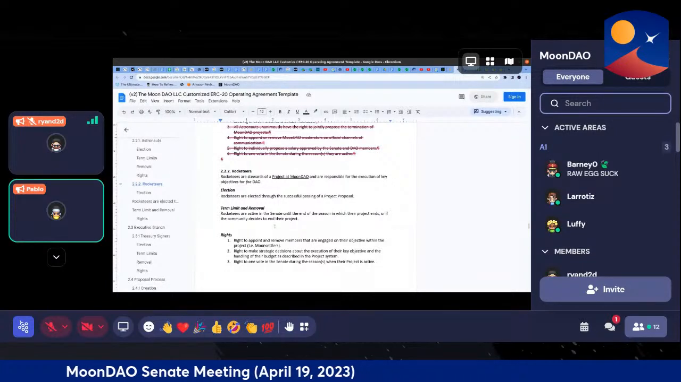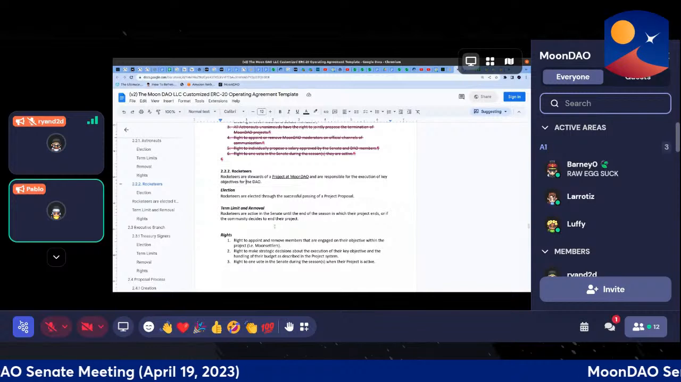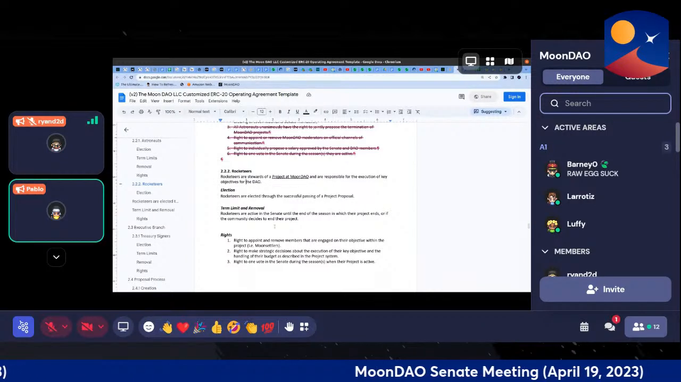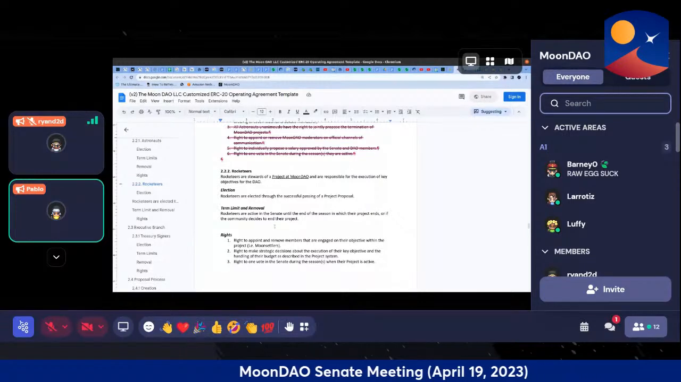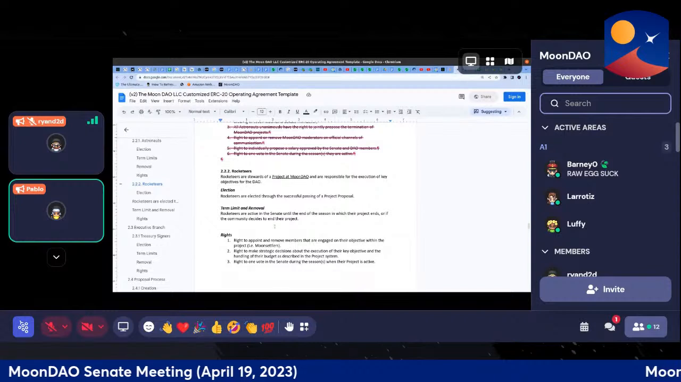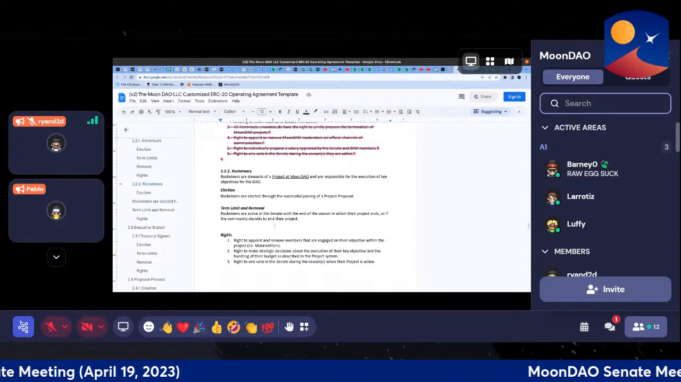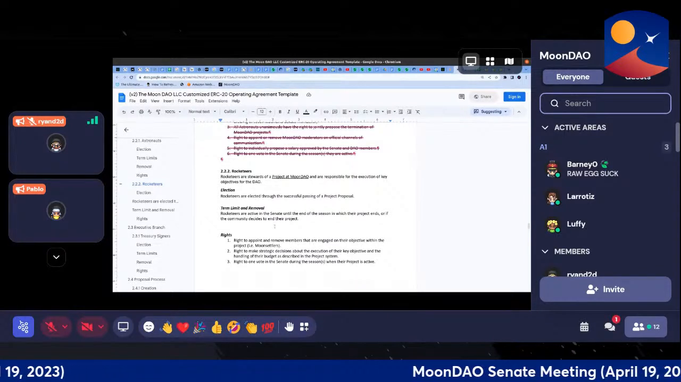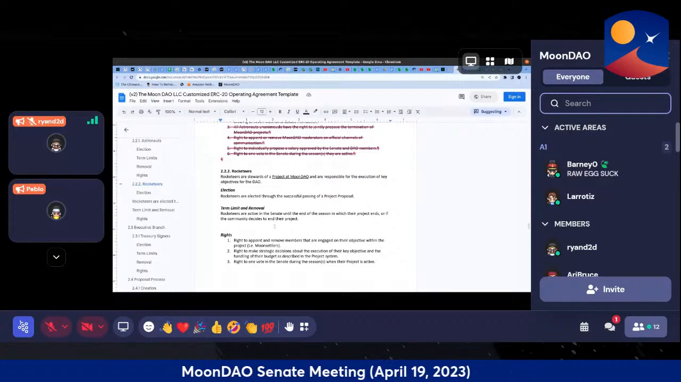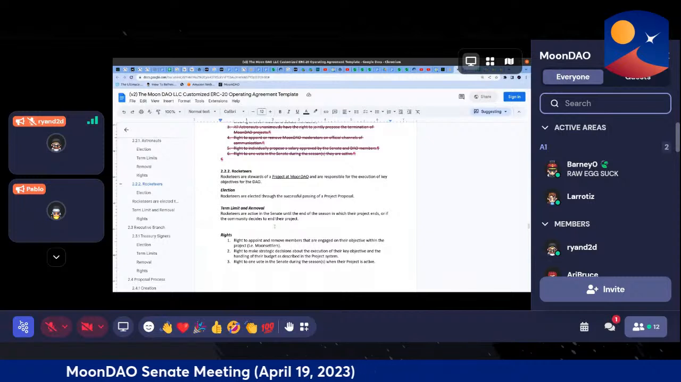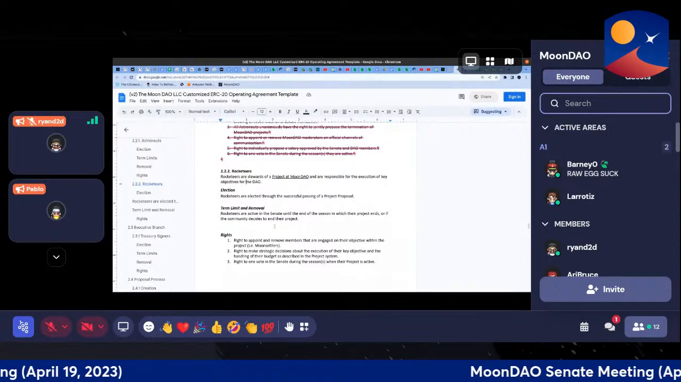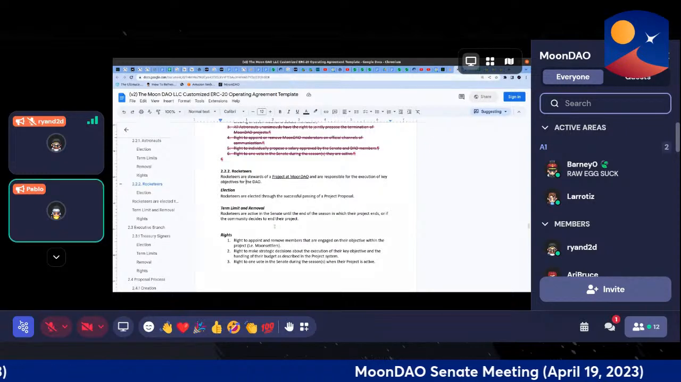Yeah, I think at the very least, being barred from voting on proposals that affect you seems like, for the sake of integrity, makes sense. Yeah, but I would still be in favor of allowing other Senate members to vote as long as they're not directly involved.